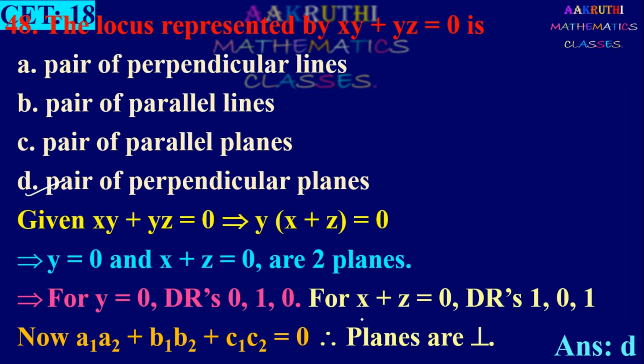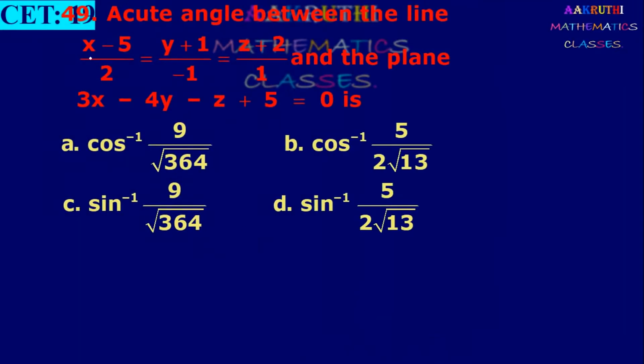So which is option D. So next question, question number 49. Acute angle between the lines (x minus 5)/2 equal to (y plus 1)/minus 1 equal to (z plus 2)/1 and the plane 3x minus 4y minus z plus 5 equal to 0. That is angle between line and plane.